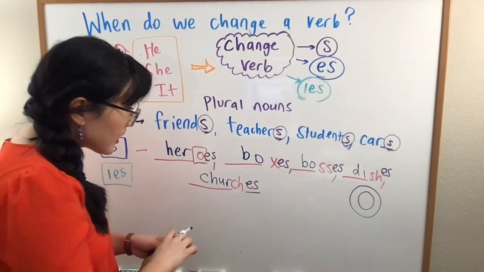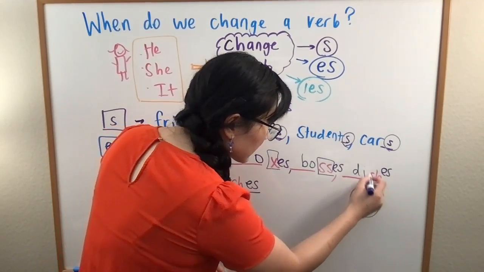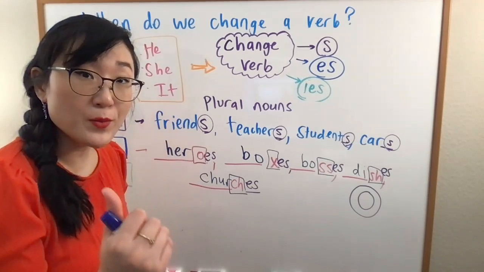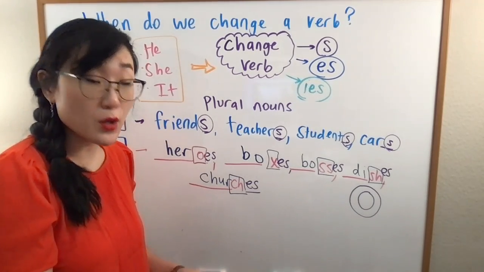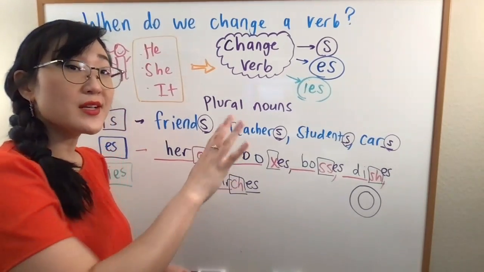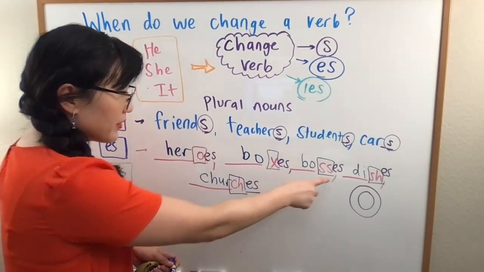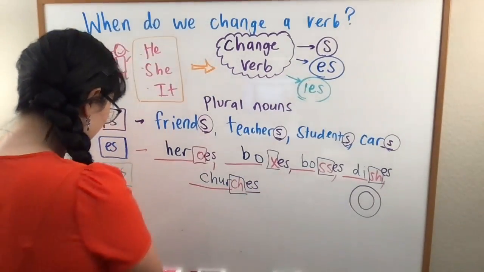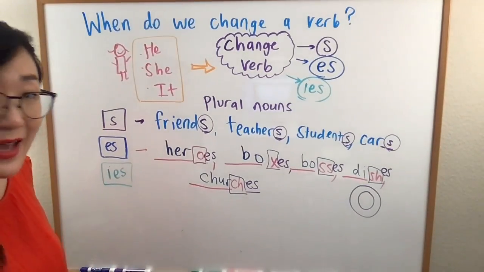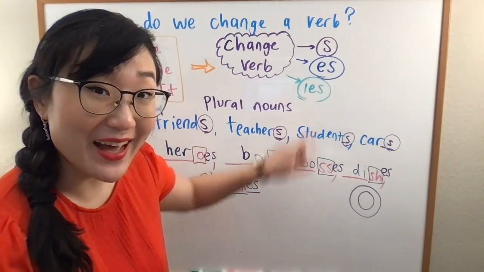This O, this X, right? This SS, this SH, this CH. You use this for verbs and for nouns, so we need to be careful, okay? The rule is the same. Remember, always look at the final letters. Okay, excellent. All right, final one, IES. So when do I change this to IES?